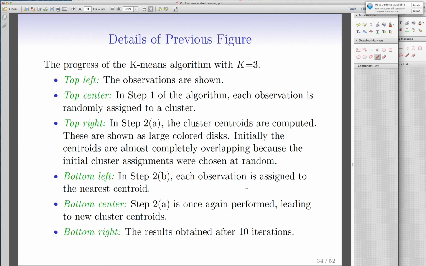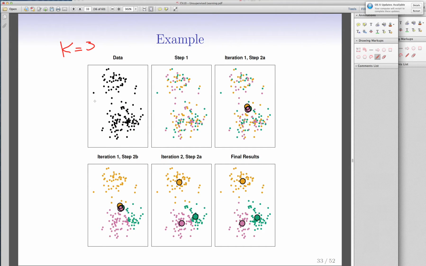Officially, what you need to do is, in step 1, you randomly assign observations to clusters. One other thing you can do is just randomly pick 3 centroids. That is another way to do it. So just randomly pick 3 centroids, assign the closest observations to each one, and repeat the same algorithm to get here. That's another way to do that, but in your textbook, that's the way it's been done.